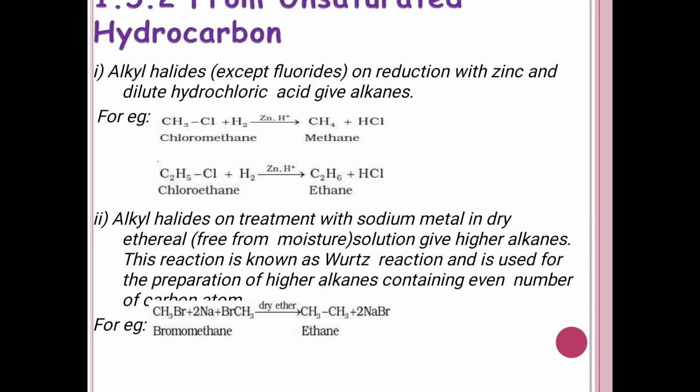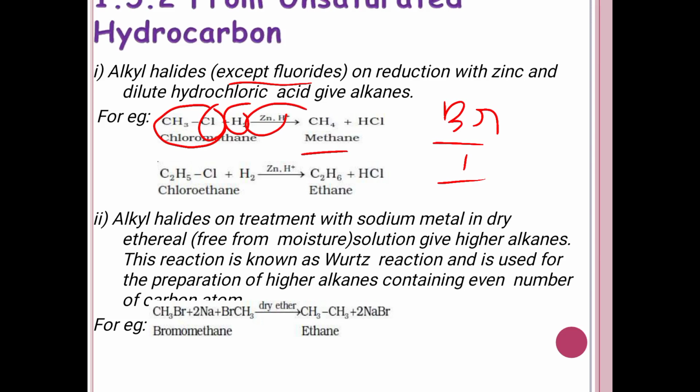Then from alkyl halides, except fluoride, from all other halides we can prepare alkanes. That is, this is one of the haloalkanes, that is alkanes which contain either chlorine, bromine or iodine. These compounds are known as alkyl halides. By adding hydrogen in the presence of zinc, we will get our alkane.